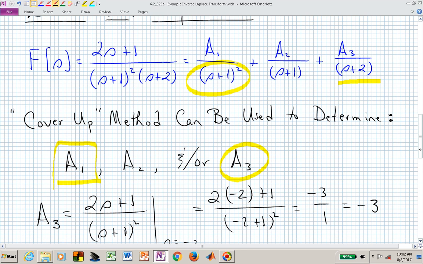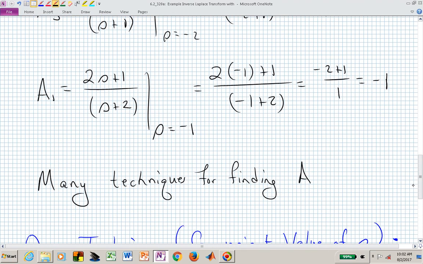We can't use the cover-up method for a sub 2. We'll just get infinite equals infinite, and a sub 2 will be swamped by the right-hand side and left-hand side, so we can't find a sub 2 using the cover-up method, but there are many ways to find a sub 2.